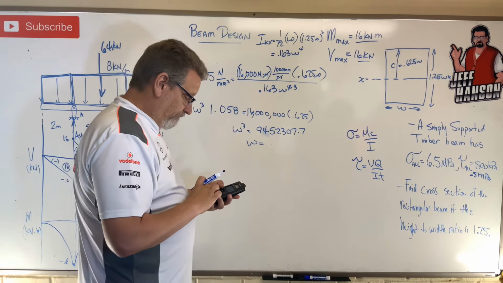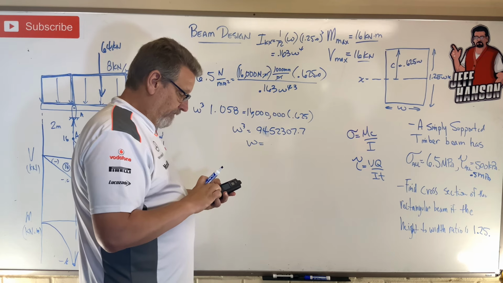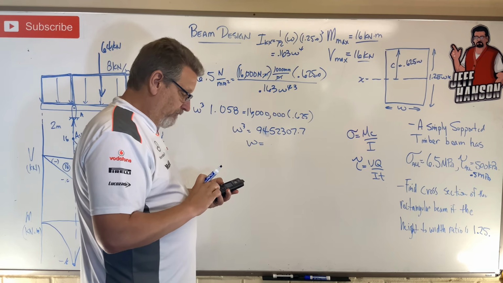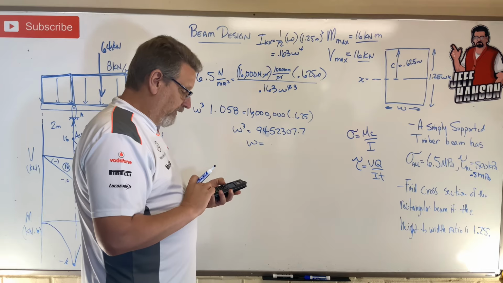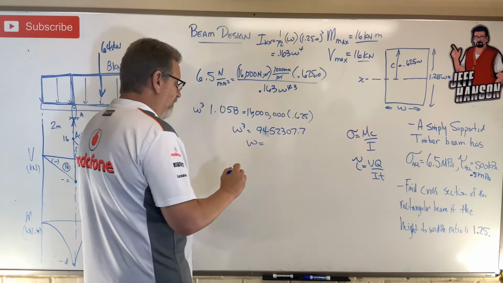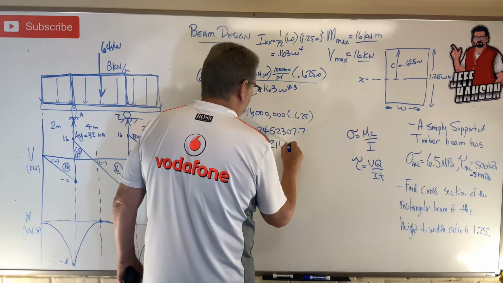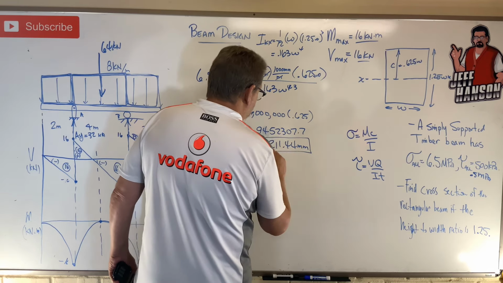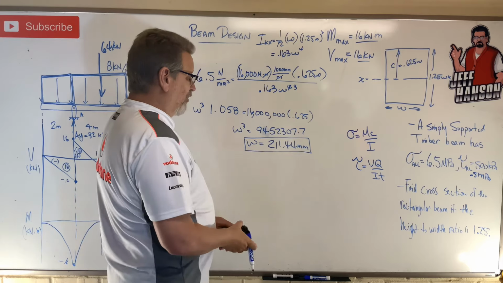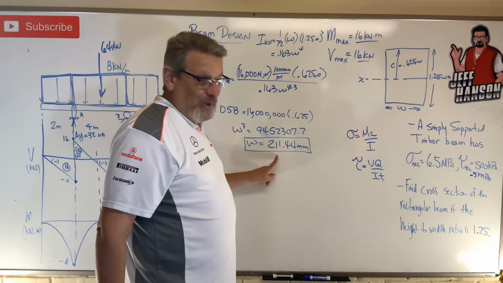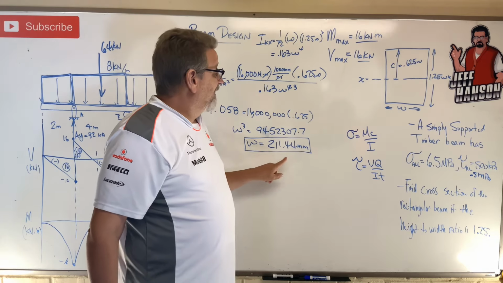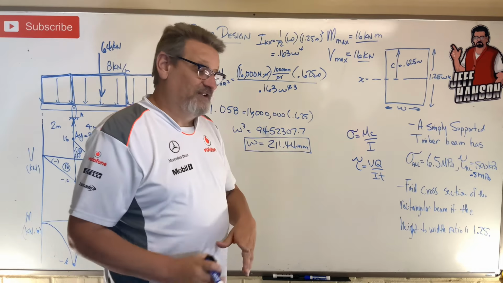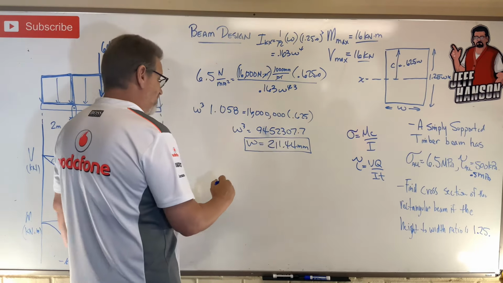Cube root. Answer equals 211.44. Okay. So if sigma's in control, the beam needs to be 211.44 wide. Let's see what happens if tau is in control. Let's see what that gives us.